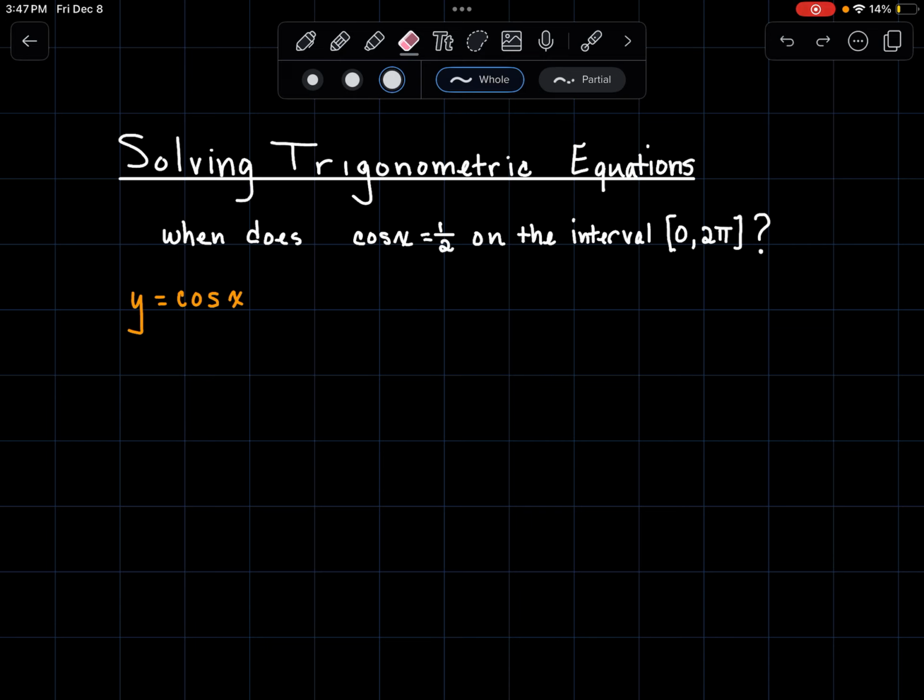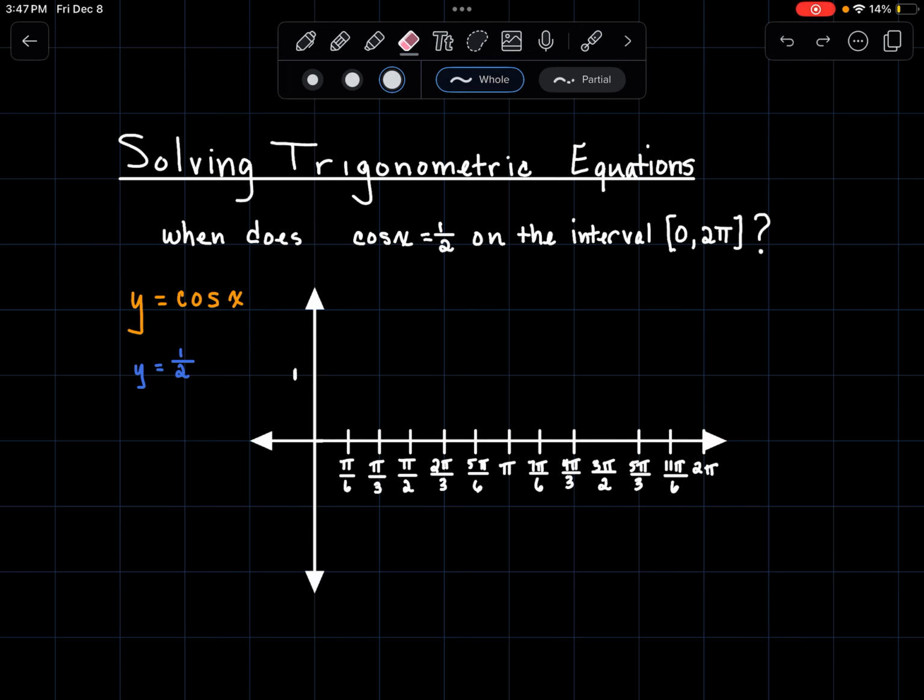So what I want to think about first is, let's do some visual thinking. Let's take the left side of this equation, cosine, and make it its own equation, and take the right side of the equal sign, 1/2, and make it another equation. And we're going to plot this on the xy coordinate plane. So instead of using our typical number line for the x-axis, we're going to use all the radian values that were on our unit circle, and we're going to plot what cosine would look like.